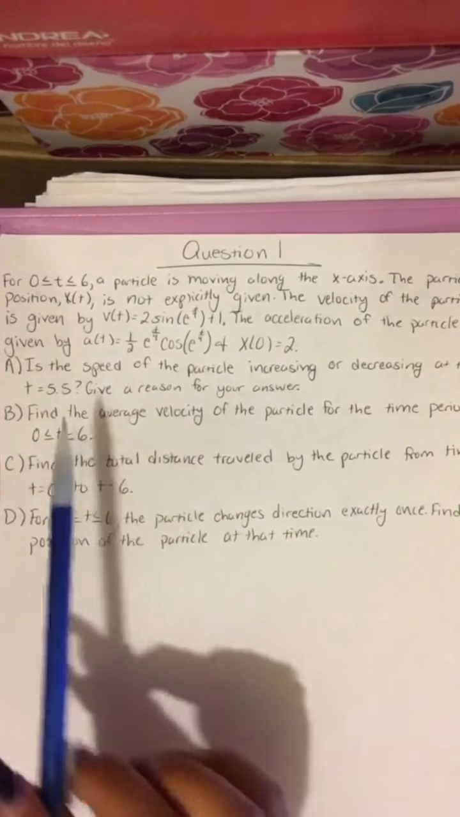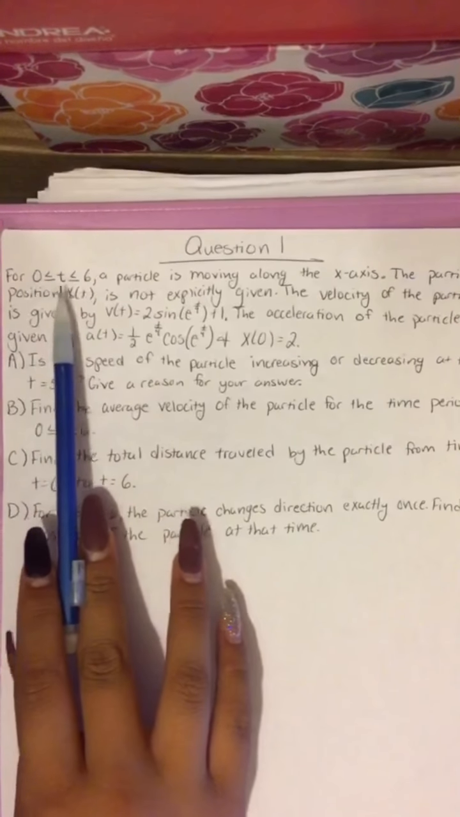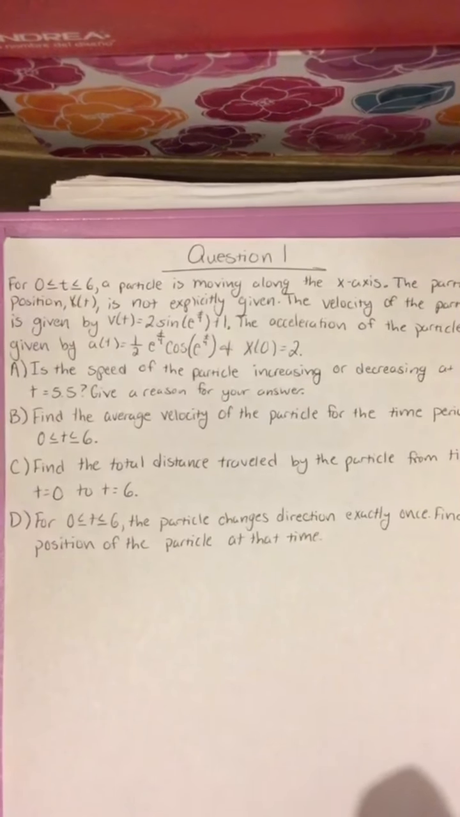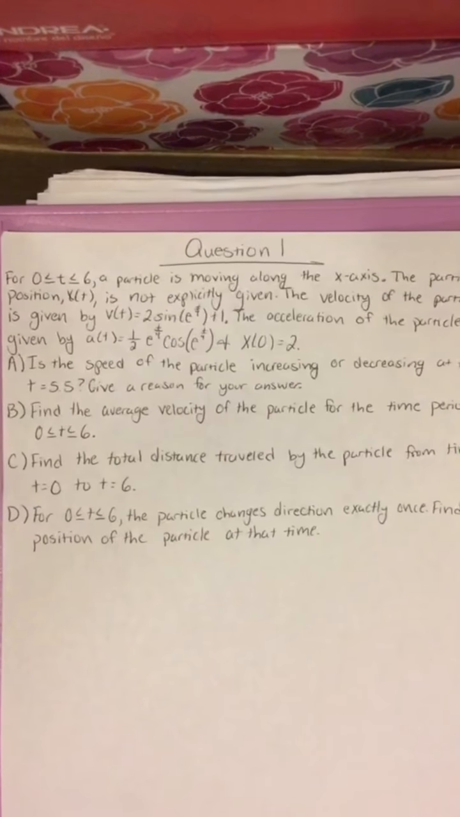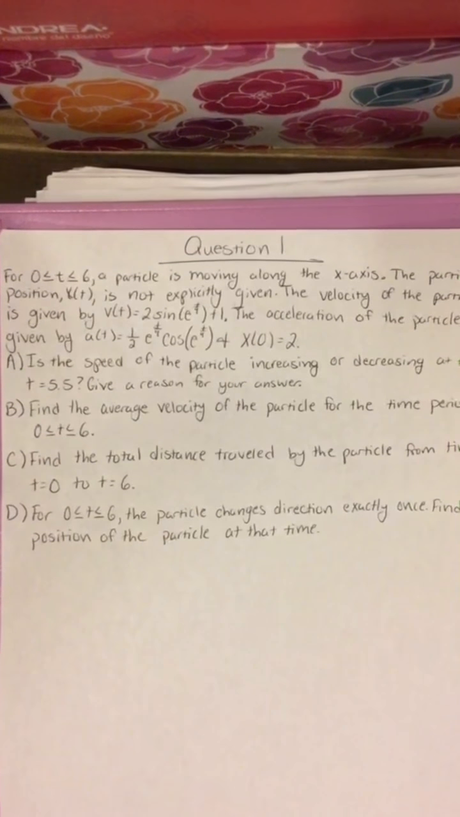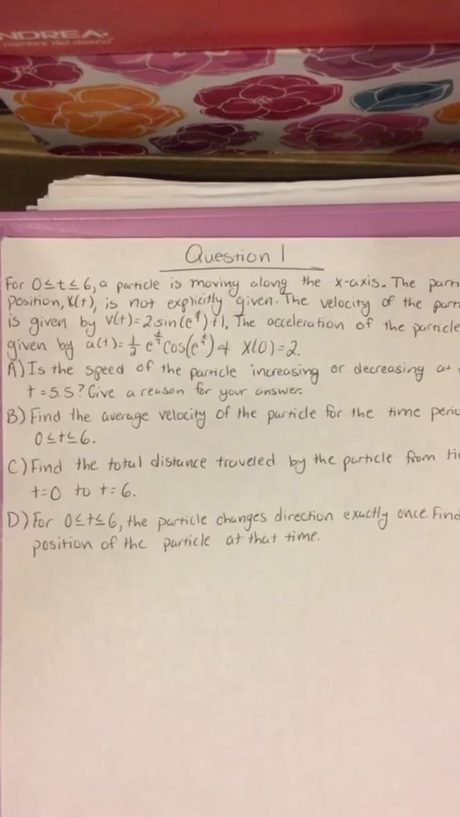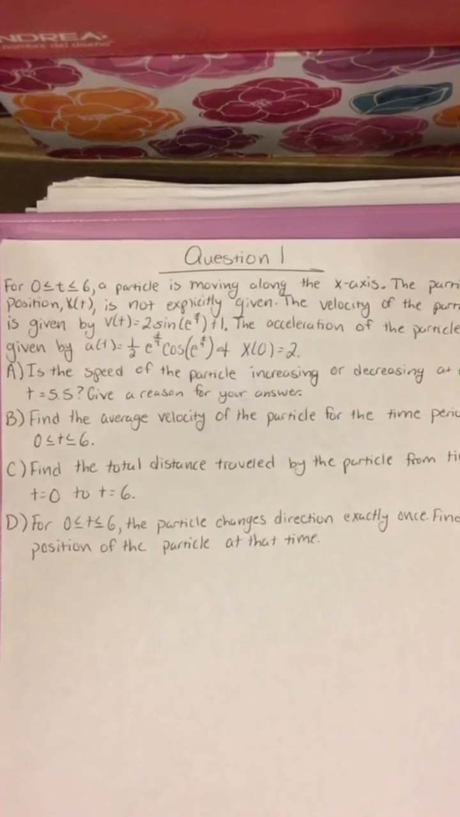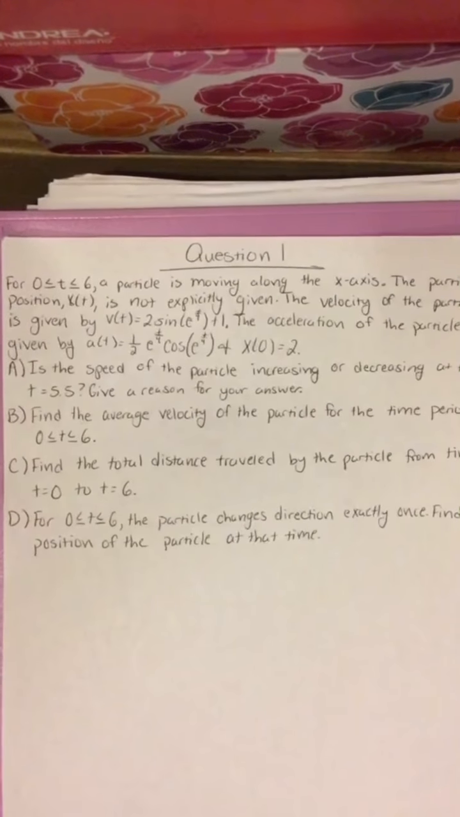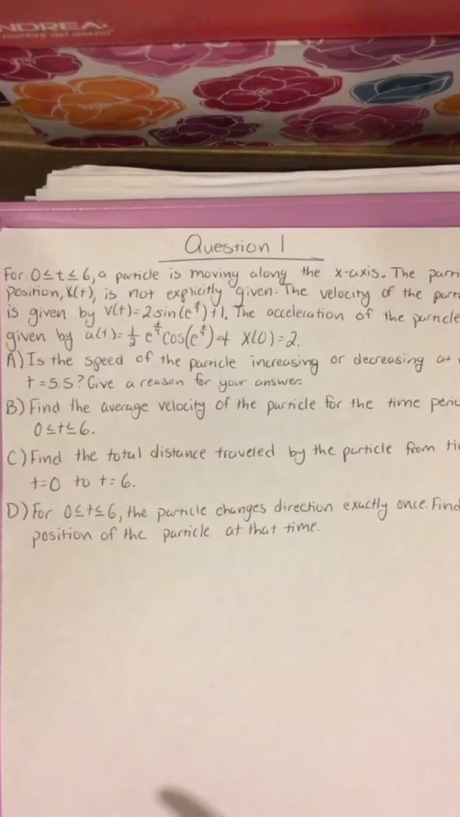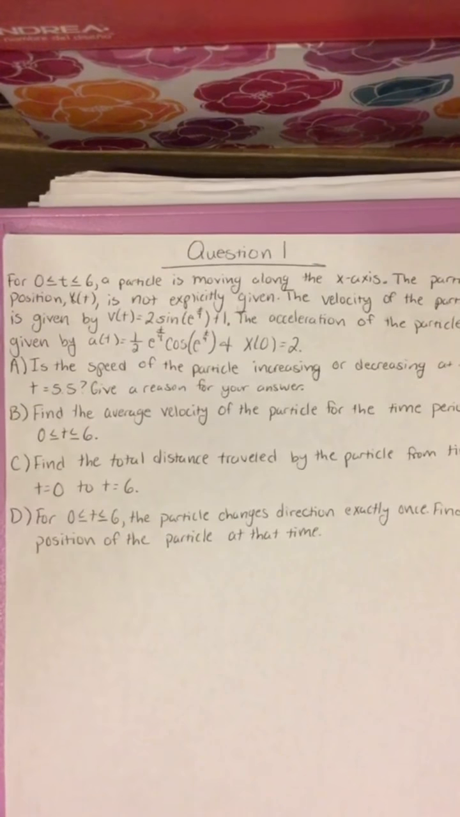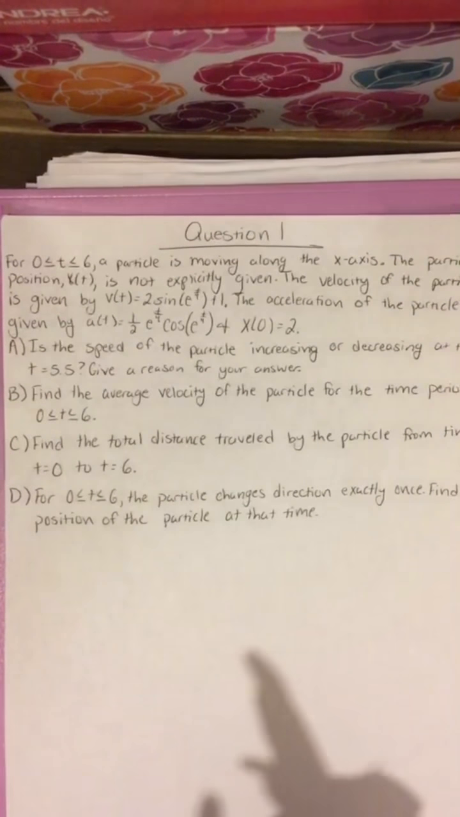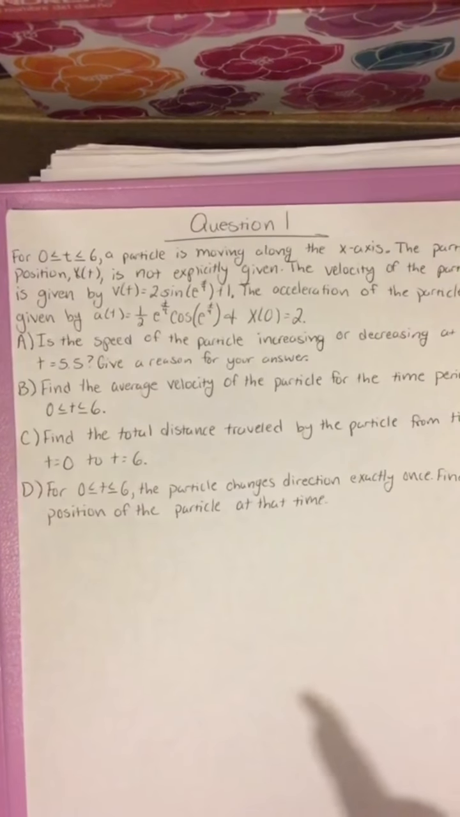Okay, so question 1 is, for 0 ≤ t ≤ 6, a particle is moving along the x-axis. The particle's position x(t) is not explicitly given. The velocity of the particle is given by v(t) = 2 sin(e^(t/4)) + 1. The acceleration of the particle is given by a(t) = (1/2) e^(t/4) cos(e^(t/4)), and x(0) = 2.